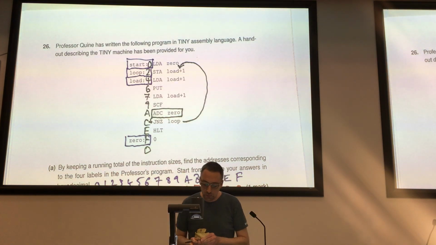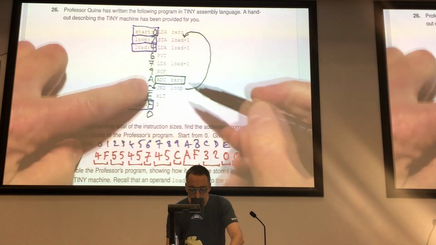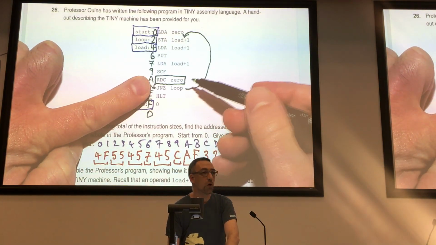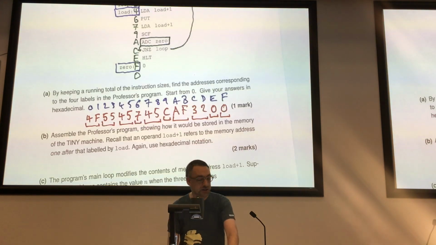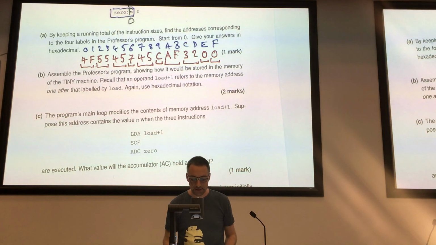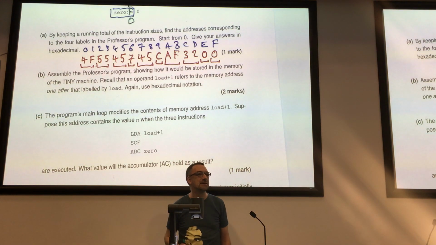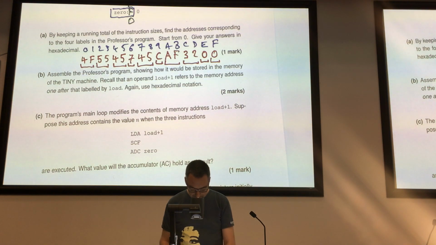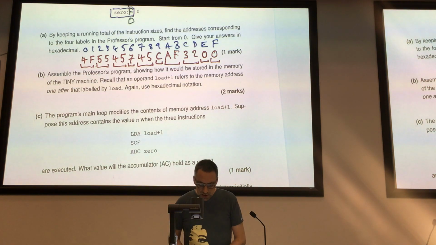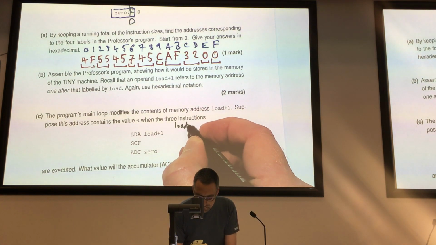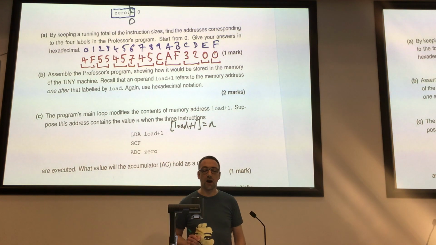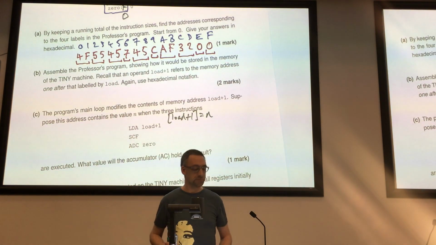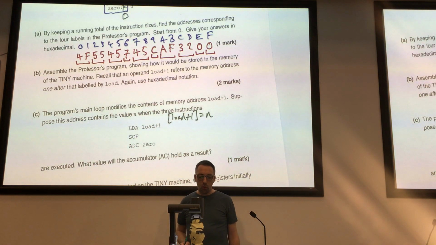Okay, so we need to focus in on this add with carry and what would make it set the zero flag. And that's actually the point of part C of the question. It's meant to be a big hint. Right. So, suppose memory location load +1 contains the value n at the start of these three instructions. What happens?